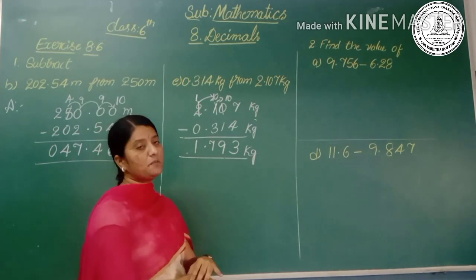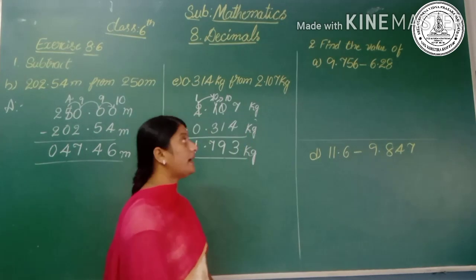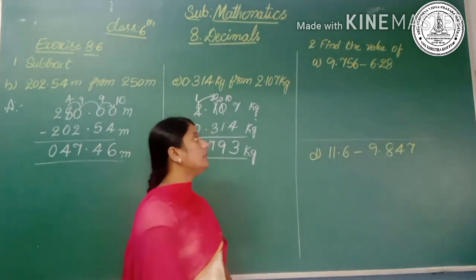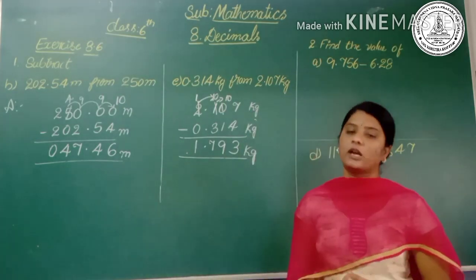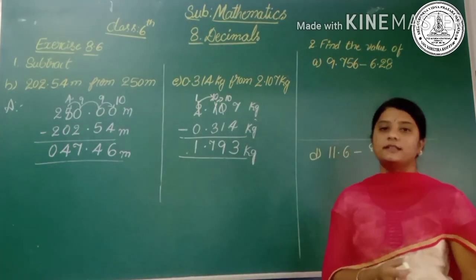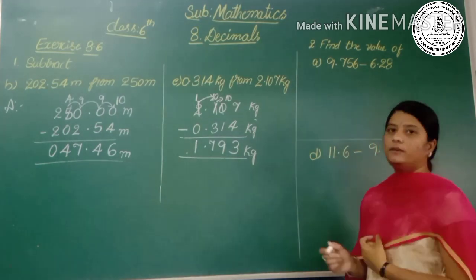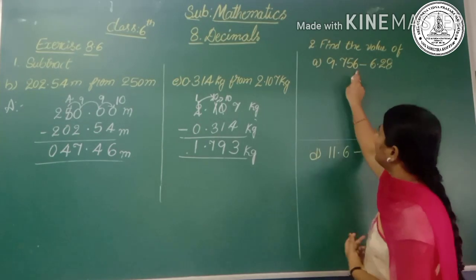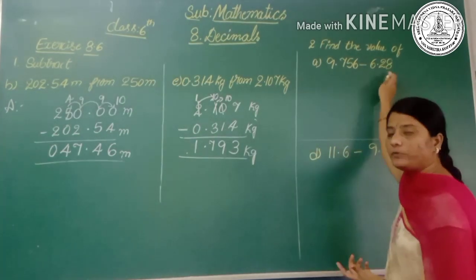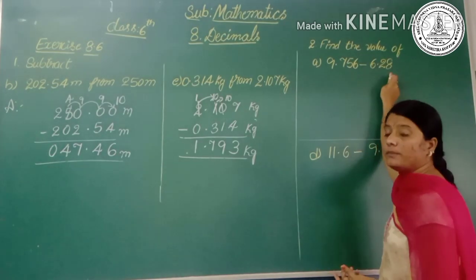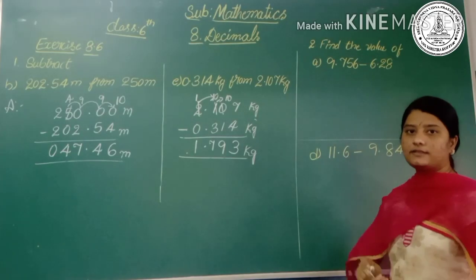Okay. Then the second one is: find the value of 9.756 minus 6.28. You can observe here these two decimal numbers are unlike decimals. So we have to convert them into like decimals by adding 0 to the lowest decimal place. Then subtract the numbers. Here the lowest decimal place is thousandths, and here there is only hundredths. So we have to add a 0, which means we write the thousandths place as 0.